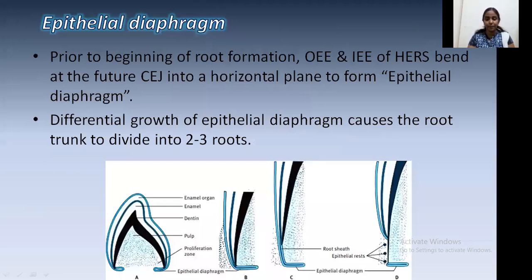Epithelial diaphragm. You have to know something called the epithelial diaphragm before we proceed to root formation. Prior to the beginning of root formation, the outer enamel epithelial cells and the inner enamel epithelial cells of Hertwig's epithelial root sheath bend at the future cemento-enamel junction into a horizontal plane to form the epithelial diaphragm.